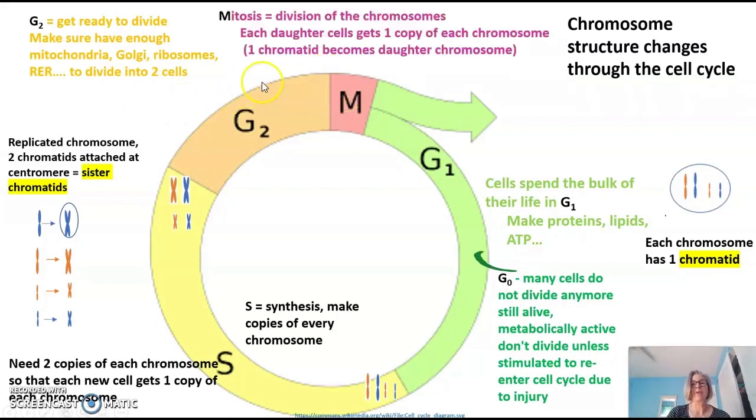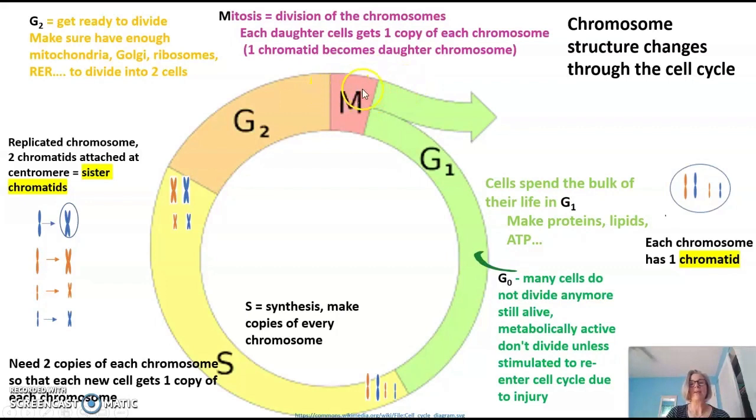Finally, the cell enters mitosis, which is a very complicated phase that we will cover in detail soon. Mitosis is when the chromosomes divide. Each daughter cell will get one copy of each chromosome. So in other words, one chromatid becomes a daughter chromosome in the new cell.